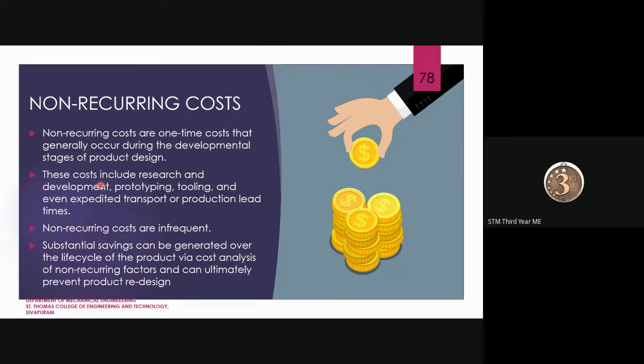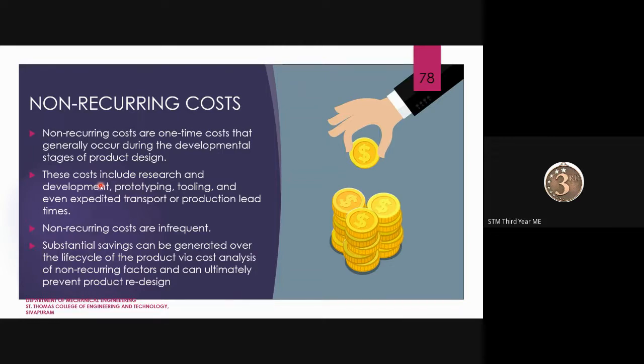Until then you don't have to do any further research and development, because it is already done, and only after testing are you producing that product. So the cost incurred for research and development is a one-time cost, generally during the product development.